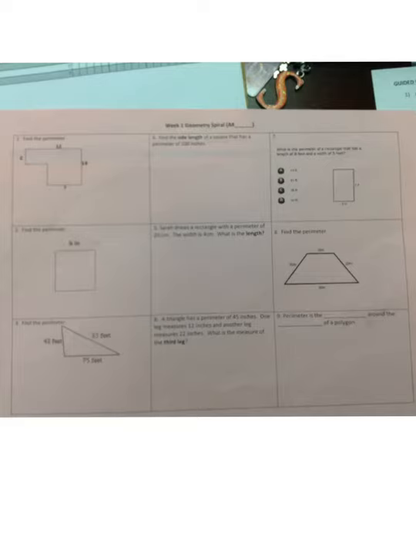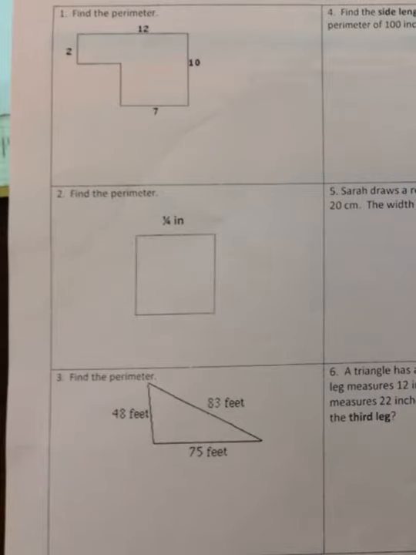Go ahead and flip your paper over, and we are going to do the Friday homework, which is our geometry spiral for perimeter. Again, make corrections for the ones that you missed, and make sure that you are showing the whole correction, like the work. Redo the problem. Don't just write the correct answer. You need to do the full correction for full credit. Number 1, find the perimeter.